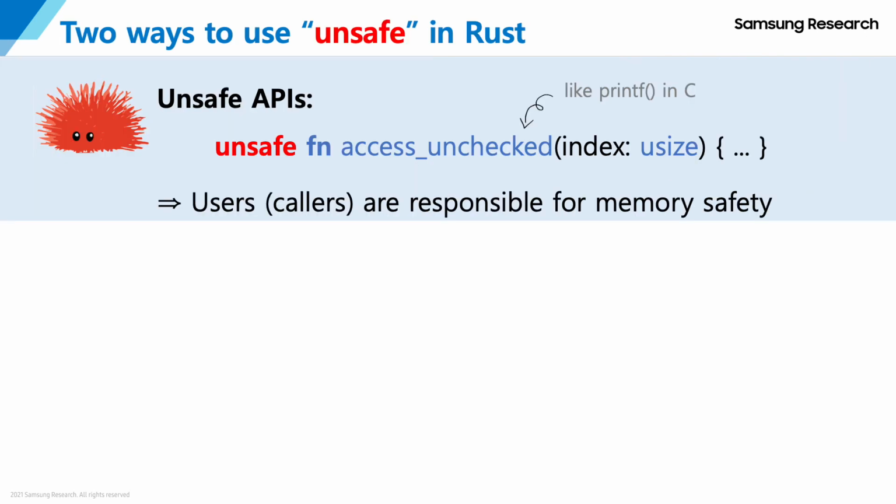There are two ways to use unsafe Rust. First, one can declare a function is unsafe. In this case, users are responsible for memory safety, similar to printf in C. But still, users can only use the unsafe functions in the unsafe context.